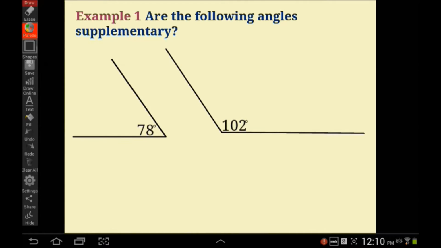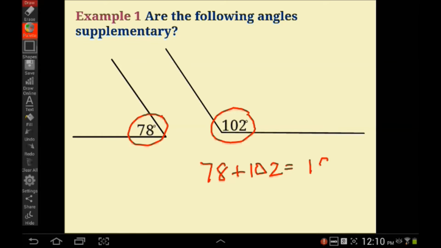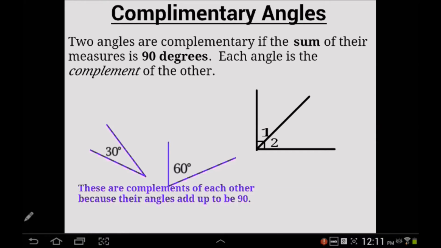So right here what we have are two angles, and are they together supplementary? You just look at the angle measurement here. 78 plus 102 degrees does indeed equal 180 degrees. So there you have it. Now we just covered supplementary angles.